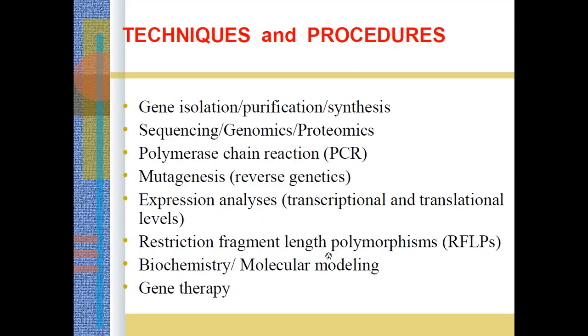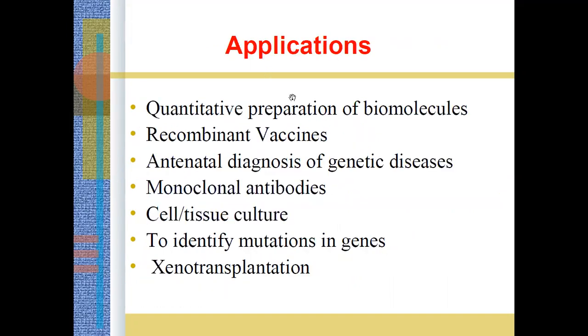Now, what are the various applications of genetic engineering? The applications include quantitative preparation of biomolecules. So if we want to produce a particular biomolecule, say a protein, in larger quantity, that would come under quantitative preparation of a particular biomolecule such as protein. Then the creation of recombinant vaccines, and the antenatal diagnosis of genetic diseases. So if a particular disease is diagnosed before birth, then it could be corrected before the birth. Monoclonal antibodies are created.